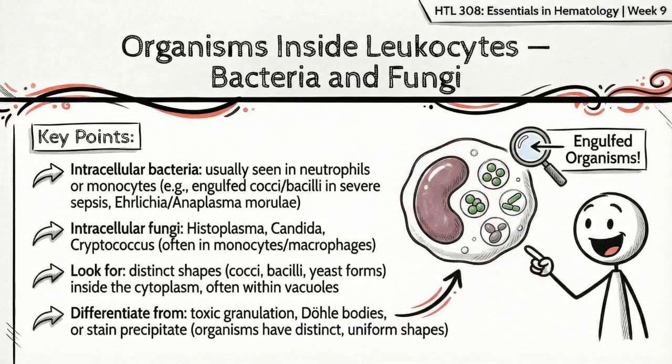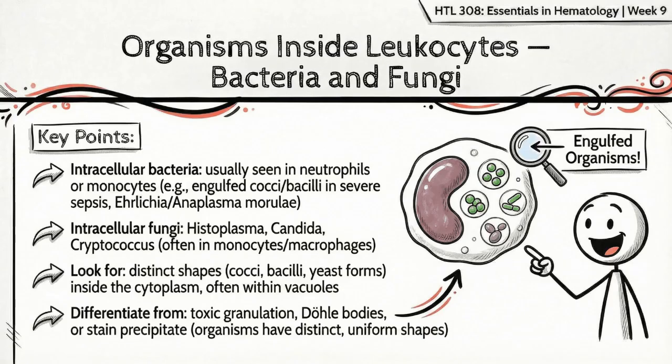Beyond parasites, you can occasionally see bacteria and fungi on the peripheral blood smear. Anaplasma phagocytophilum and Ehrlichia chaffeensis are tick-borne intracellular bacteria that form characteristic clusters called morulae, from the Latin for mulberry, inside leukocytes. Anaplasma infects neutrophils, Ehrlichia infects monocytes. These morulae can be mistaken for Döhle bodies in neutrophils, so careful examination is important. Cases of ehrlichiosis and anaplasmosis have been increasing in the United States, and early detection is critical because doxycycline is highly effective if started early.